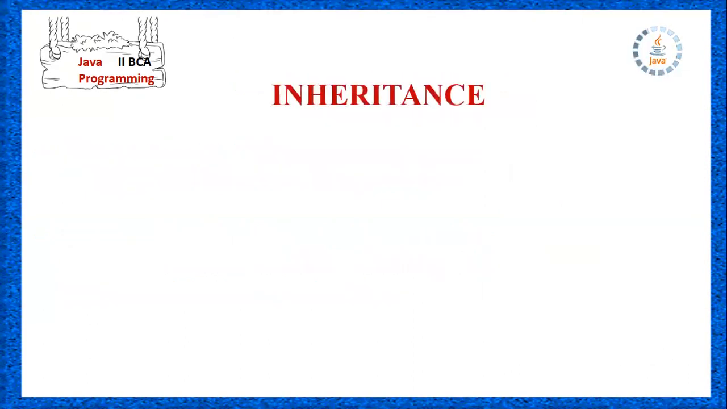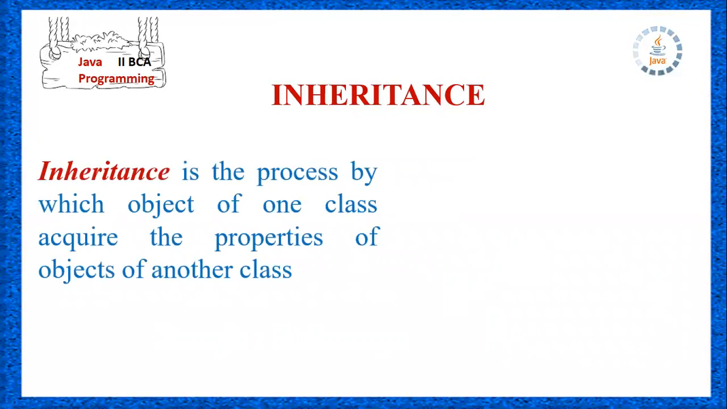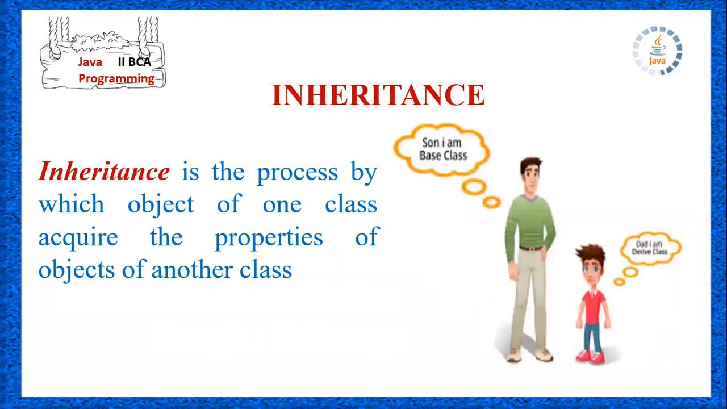Then next one is inheritance. Normally we know inheritance is the common term for property or any possession that comes to an heir. So this is the feature that represents the is-a relationship between different classes. Inheritance is the process by which objects of one class acquire the properties of objects of another class. So the idea behind inheritance in Java is that you can create new classes that are built upon existing classes. When you inherit from an existing class, you can reuse methods and fields of the parent class.